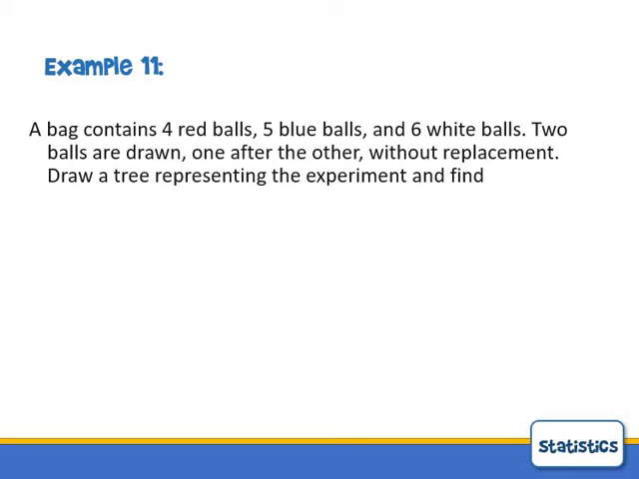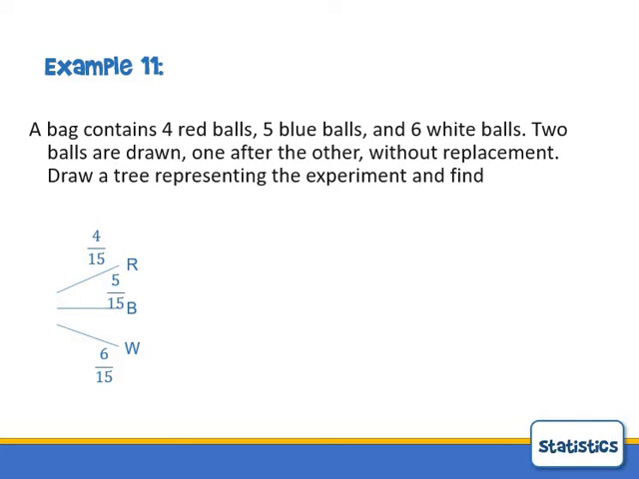Okay, so I took the time to animate this one in here. So you're going to draw one ball. There's 3 possible colors. It could be red, blue, or white. And looking at the numbers there, the probability that it's red would be 4 out of 15. If you add up 4, 5, and 6, there's 15 balls total. So 4 out of 15 are red. 5 out of 15 are blue, 6 out of 15 are white.